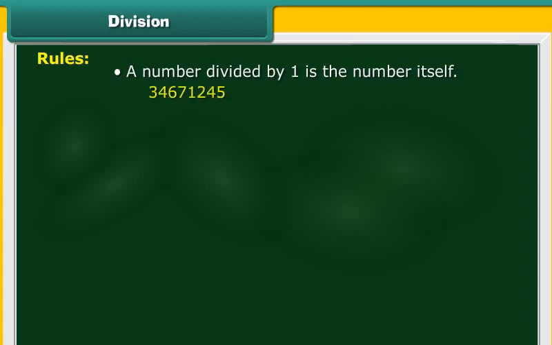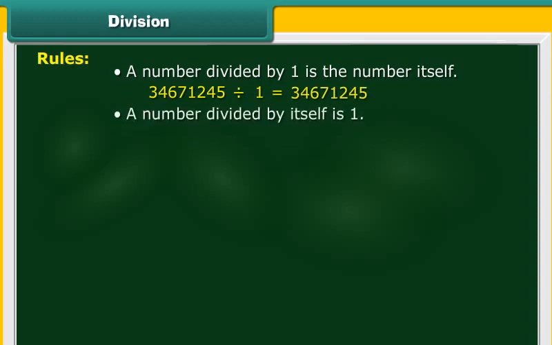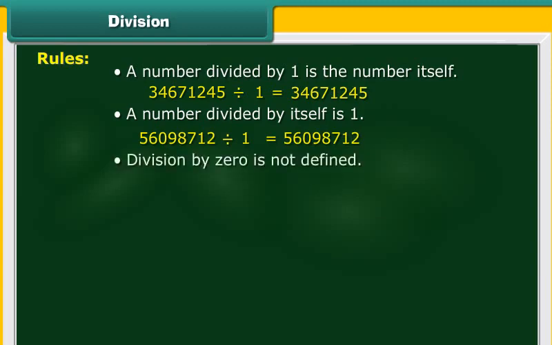3467 1245 divided by 1 is equal to 3467 1245. A number divided by itself is 1. 56098712 divided by itself is equal to 1. Division by 0 is not defined. 56795432 divided by 0 is equal to not defined.